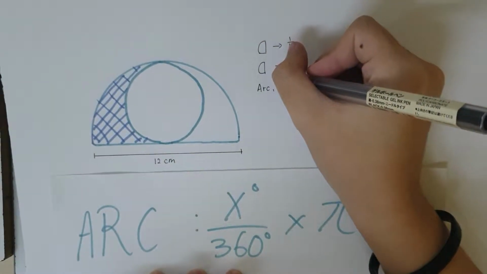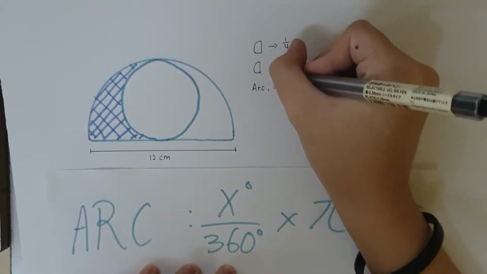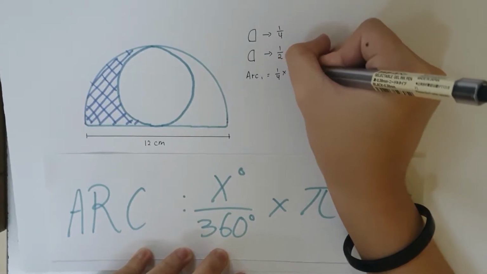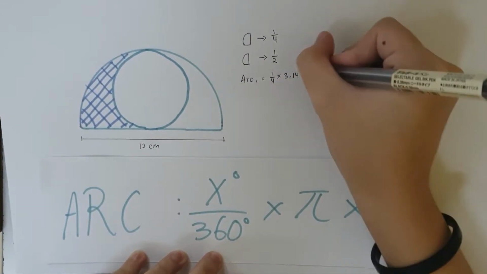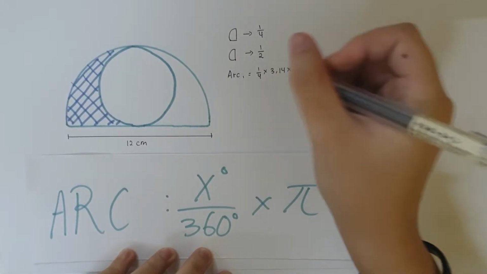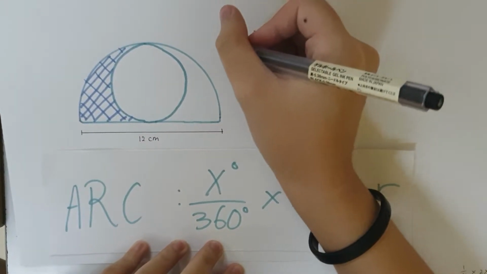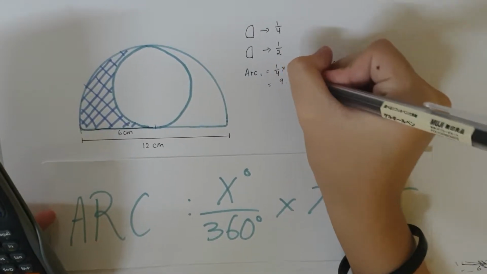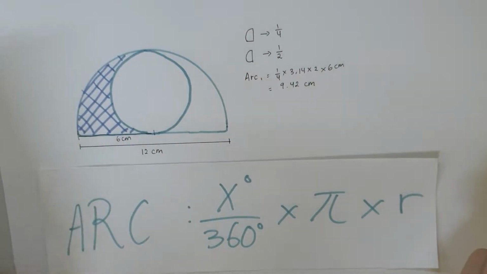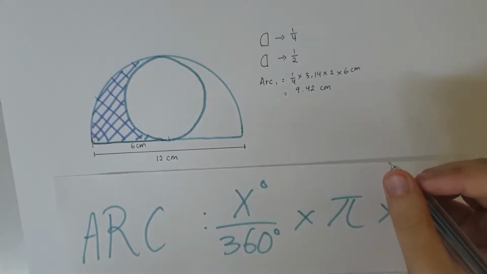Now to find arc 1, which is the quarter of the circle, as the radius is 6 centimeters, you're going to have to write 1 out of 4 times 3.14 times 2 times 6 centimeters. And this is equal to 9.42 centimeters.